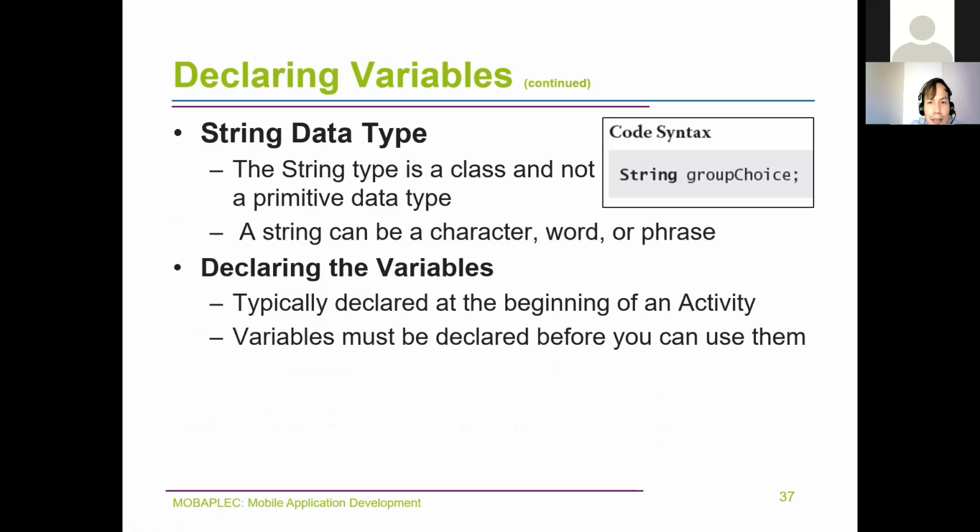Then the string data type. By definition, the string data type is a class and not a primitive data type. Take note. A string can be a character or a word, so meaning this is a series of characters. The code syntax is string, then the name of the class. For example, string group choice, but it is not a primitive type. Take note of that. Then declaring the variables, typically declared at the beginning of an activity.